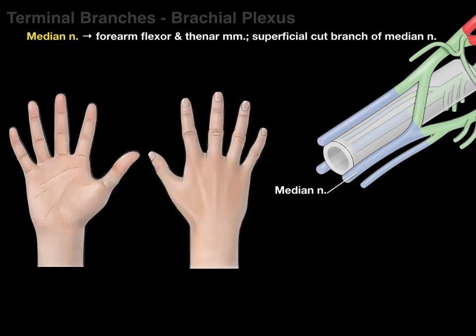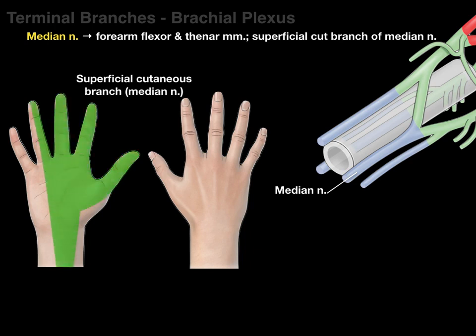The sensation is as follows. The superficial cutaneous branches of the median nerve do the volar or palmar surface of the thumb, index, middle finger, and the radial half of your ring finger, and then the dorsum of your thumb, index, middle finger, and part of the ring finger.